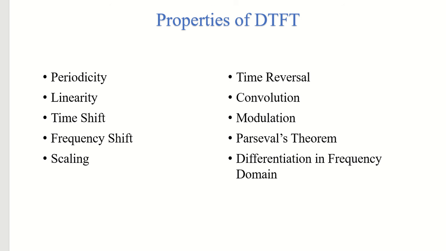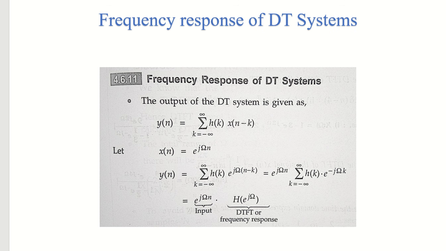So we are cutting it short, and now we are moving forward to the frequency response of my discrete time signal. So let's say I'm having a signal, and basically I'm having two signals. I'm having my output as y of n, which will be equal to the summation of k equals minus infinity to infinity h of k into x of n minus k. Now what will happen? We will take this x of n equals e raised to j omega n, and when we do that, what will we get?